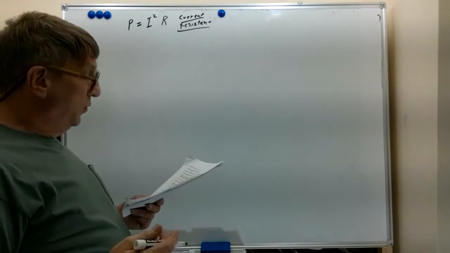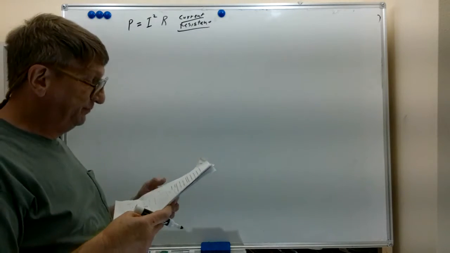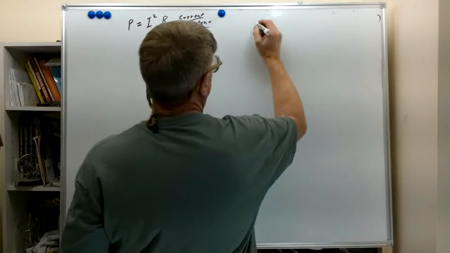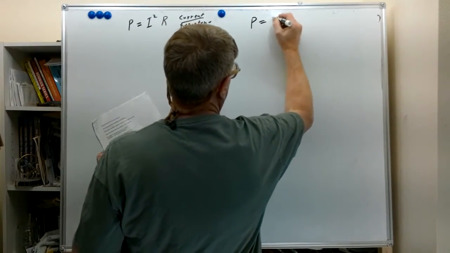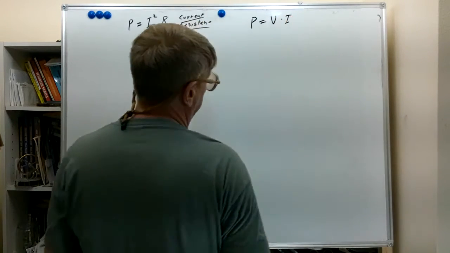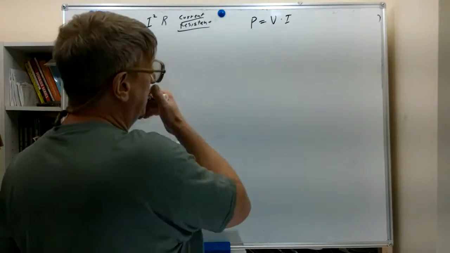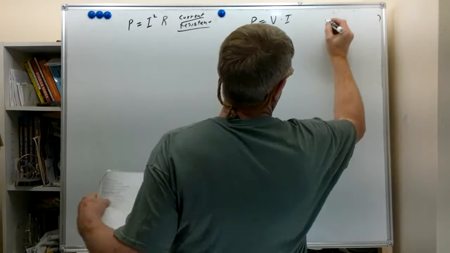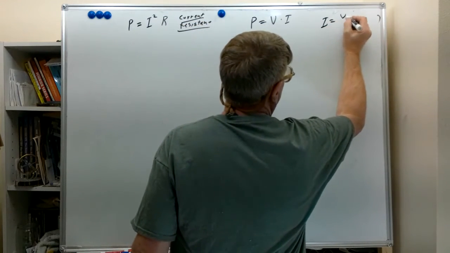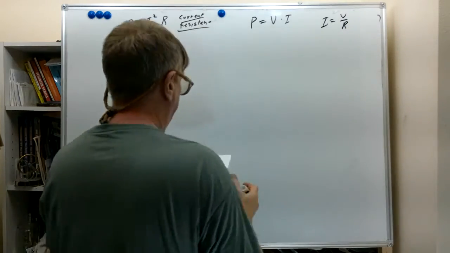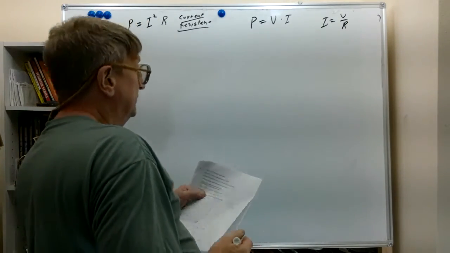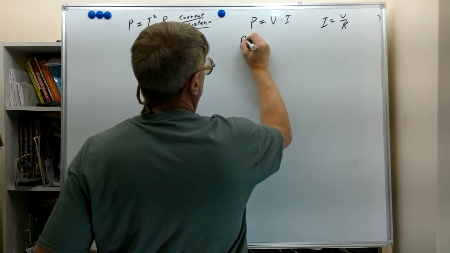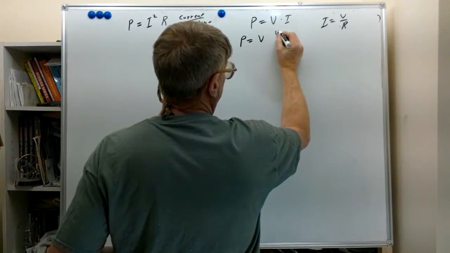But we have another way of expressing power, in terms of resistance and voltage. We had power equal to voltage times current. Now we know that current is equal to voltage divided by resistance. So we're going to use substitution here, and we're going to substitute V over R for I. Power equals voltage times voltage over resistance.